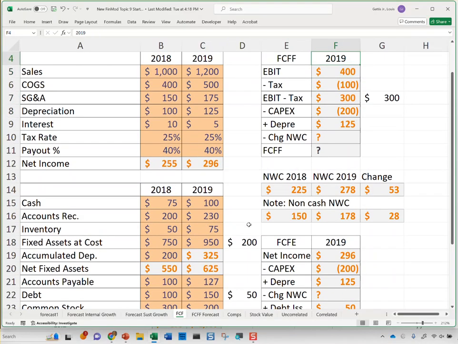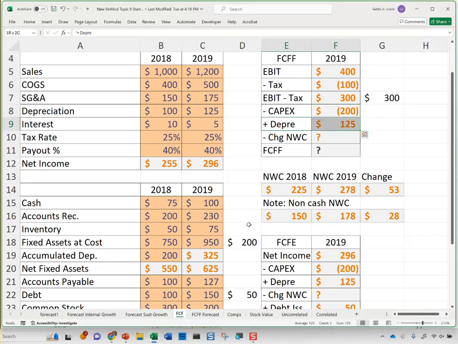Because remember, depreciation is in EBIT, but I just need it to calculate taxes because the IRS recognizes it as an expense, but it's not a real cash expense, right? The idea is depreciation comes from past CapEx. Here's another reason why we want to also subtract CapEx and add depreciation.